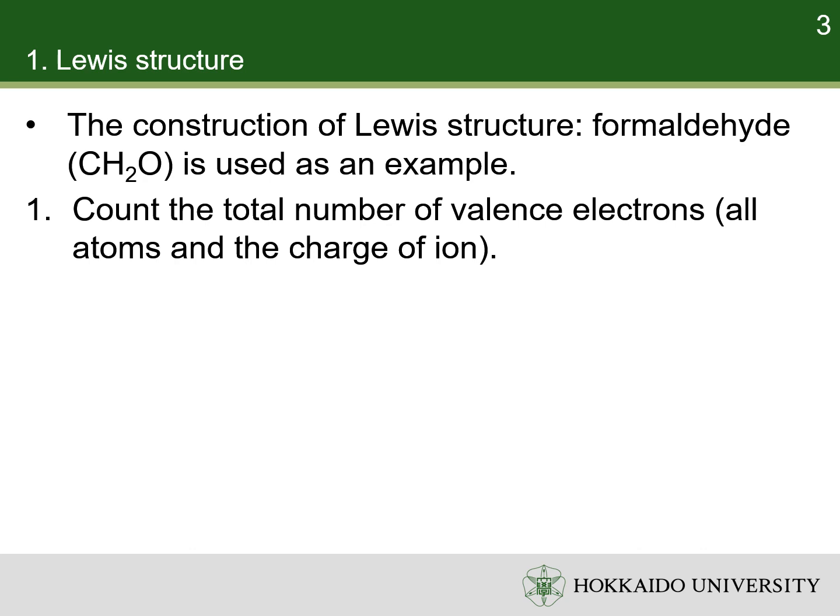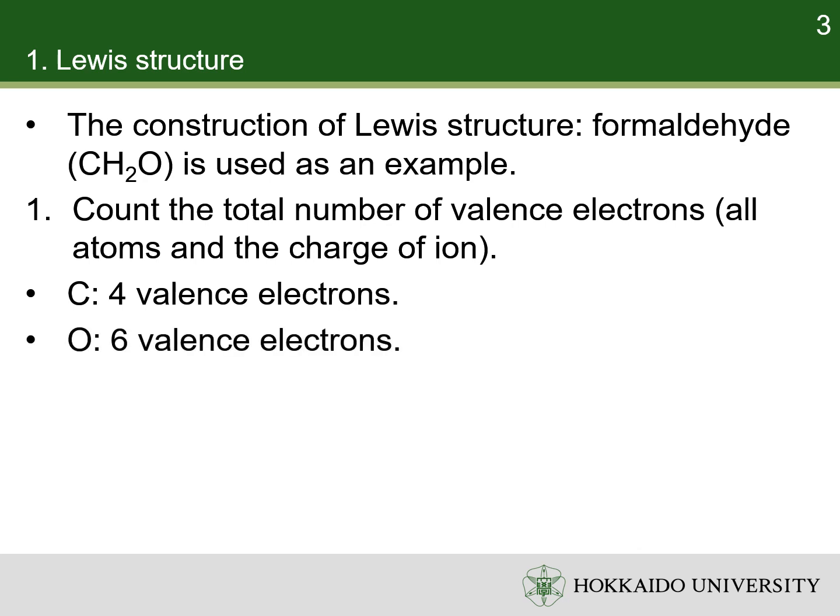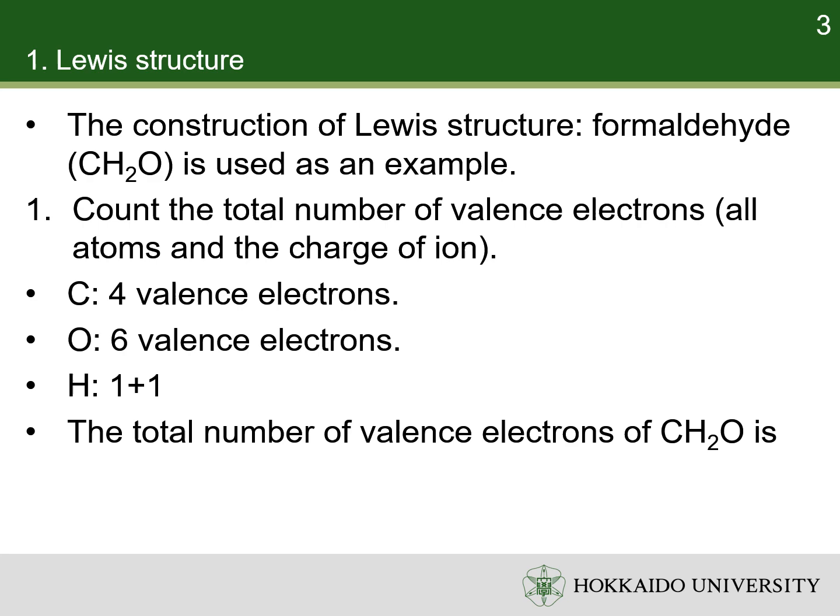In the case of formaldehyde, carbon has 4 valence electrons. Oxygen has 6 valence electrons. Each hydrogen has 1 valence electron. The molecule has no extra charge, so the total number of valence electrons is 4 plus 6 plus 1 plus 1, which is equal to 12.